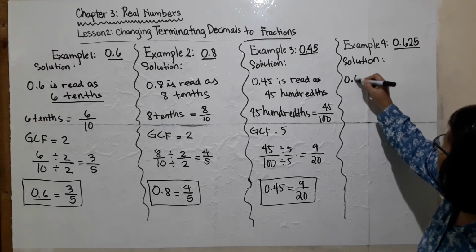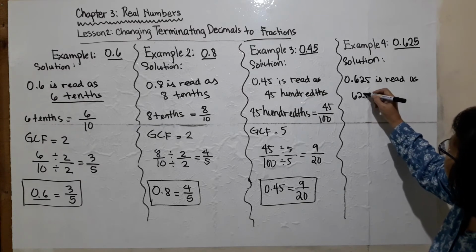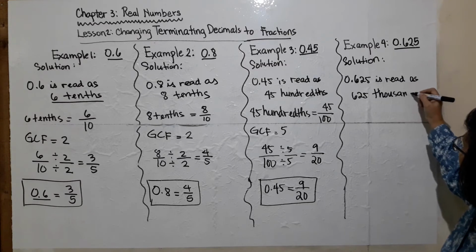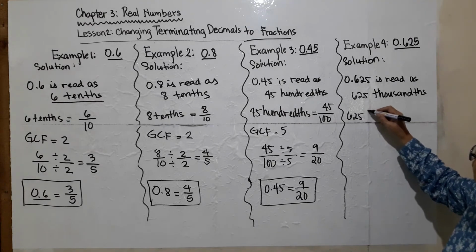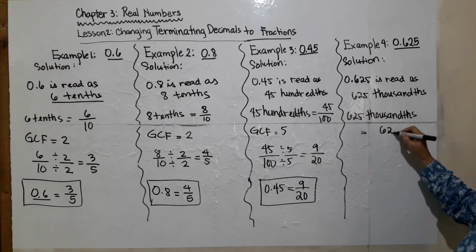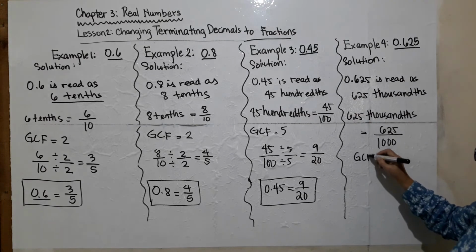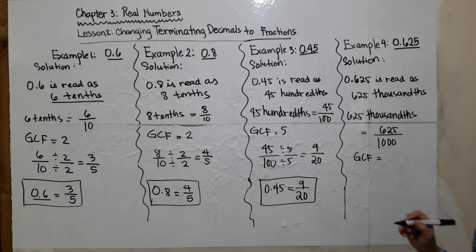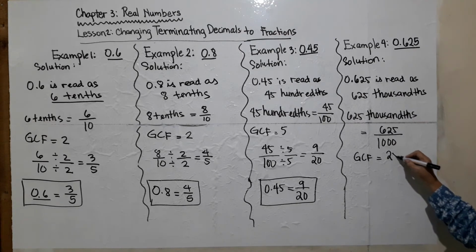What about example 4? Example 4 is 0.625, read as 625 thousandths. Meaning the whole is divided into 1,000 equal parts. So that 625 thousandths in fraction is equal to 625 over 1,000. What do you think is the GCF between 625 and 1,000? If you cannot do it mentally, put it in writing, show the solution in your notebook on how to find the GCF. You can choose any of the methods in finding the GCF. Okay? Do you think it is 25?